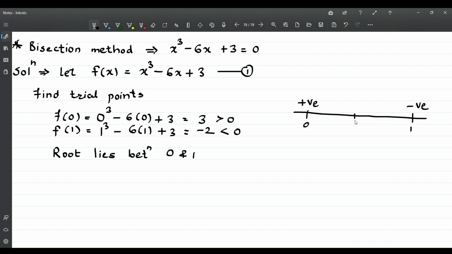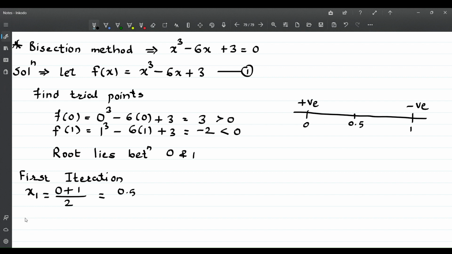Now what we have to do here? We have to find the first iteration. First iteration means first value, that is x1. x1 is the addition of these two points divided by 2, means midpoint, as this is the bisection method. 0 plus 1 divided by 2. 0 plus 1 is 1, divided by 2 is 0.5. So we write 0.5 here.